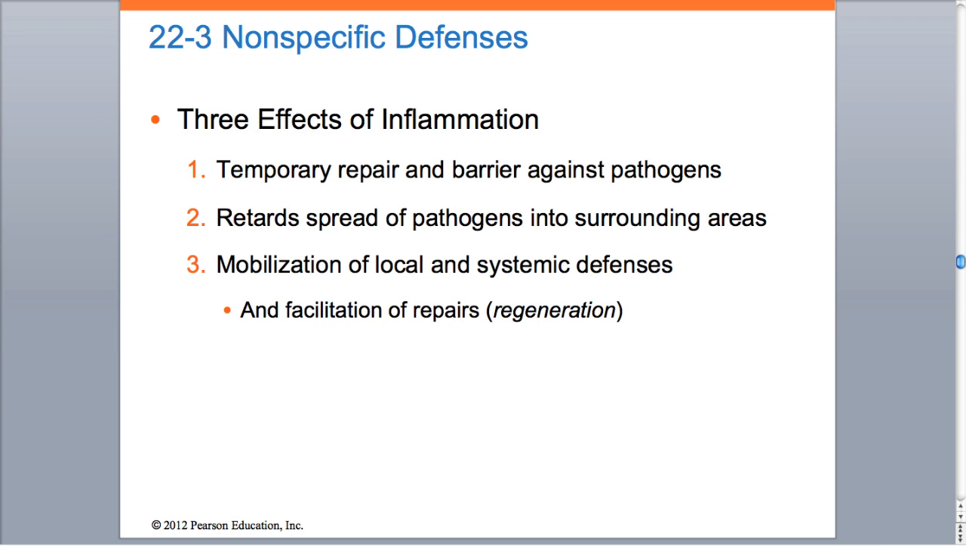Okay. Don't care too much about this. We basically have said that. So what does that do? Brings more immune system there. That's what this line right here is basically saying. Mobilization of systemic defenses, local defenses, basically bringing your white blood cells there. Keeps the germs from spreading elsewhere, and it repairs that area. Again, just the general picture. I don't care too much about this one. Okay, so we've already talked about that.